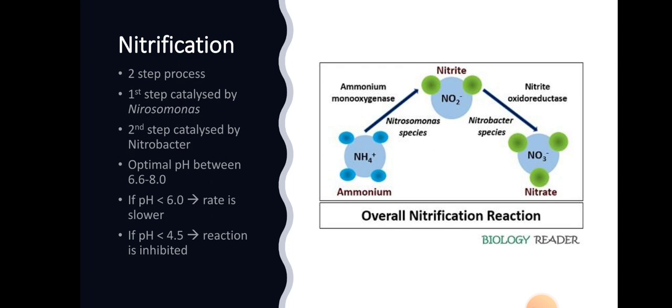It is a two-step process. The first step is catalyzed by Nitrosomonas and the second step is catalyzed by Nitrobacter. For this process, an optimal pH between 6.6 and 8.0 is required. If the pH is lower than 6.0, the rate will be slower. If the pH is lower than 4.5, the reaction will be completely inhibited.